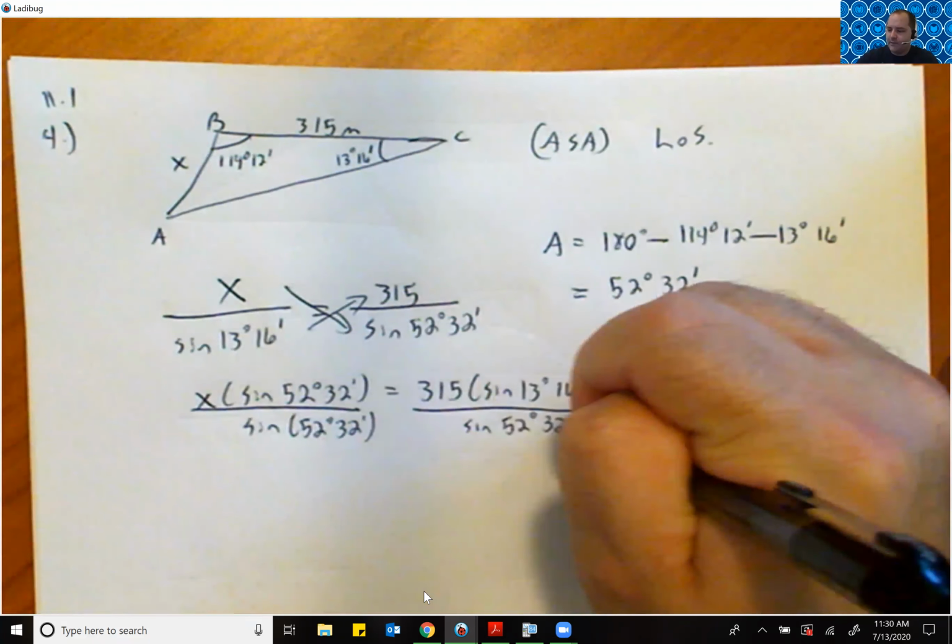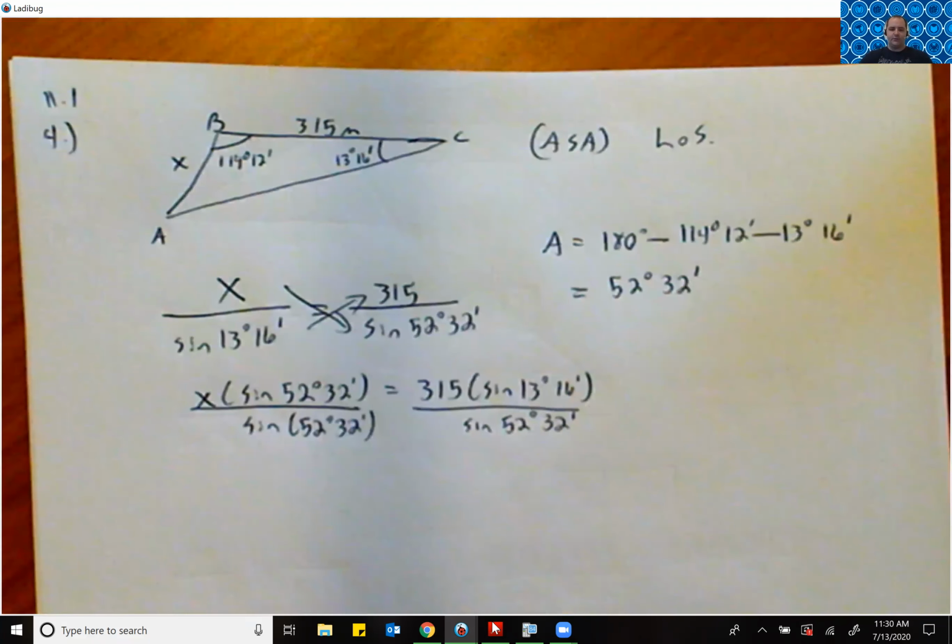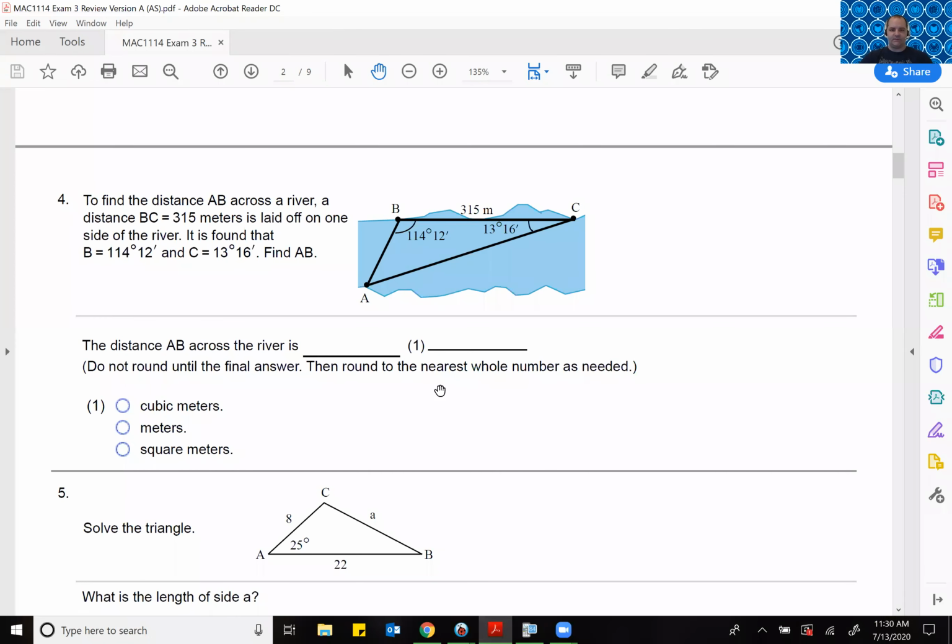Okay. So they want us to round. Let's double check that. It says round to the nearest whole number. And hopefully this should be an easy answer for you because this is in meters. So this guy has to also be in meters. So this blank over here, one right there, has to be meters. We just got to figure out the number. So let's run it.